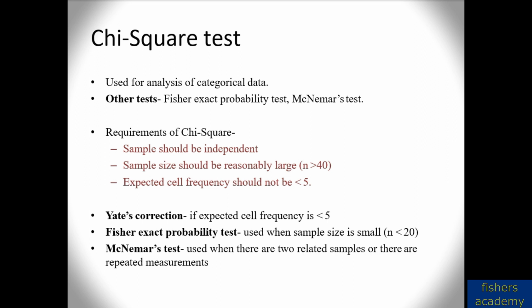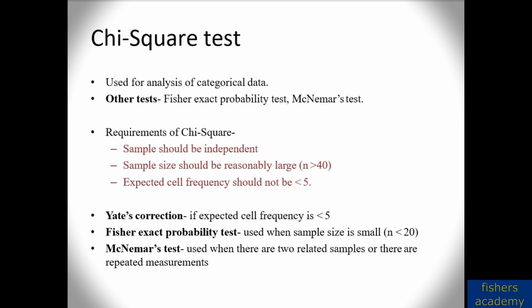Yates correction: if the expected cell frequency is less than 5, Yates, a statistician, has given a new formula for correction. Fisher's exact probability test is used when the sample size is small. Suppose the sample size is greater than 40, we go for chi-square, and with a sample size less than 20, it is better not to go for Yates correction and chi-square. It is better to go for Fisher's exact probability test because our sample size is small, n less than 20. And McNemar's test, what is McNemar's test?